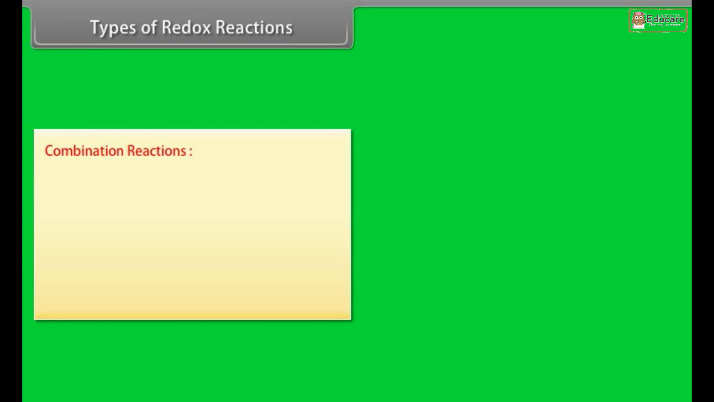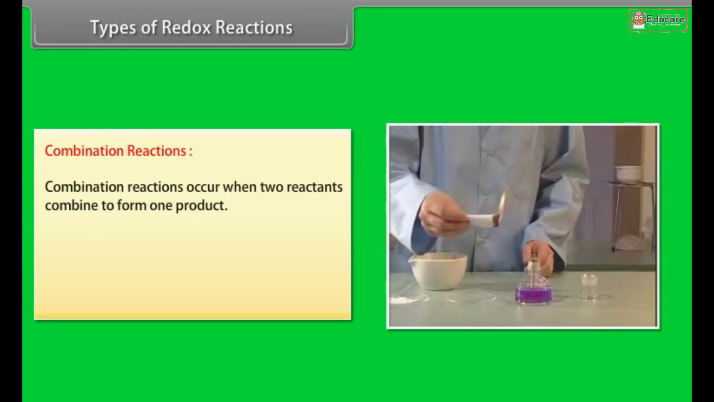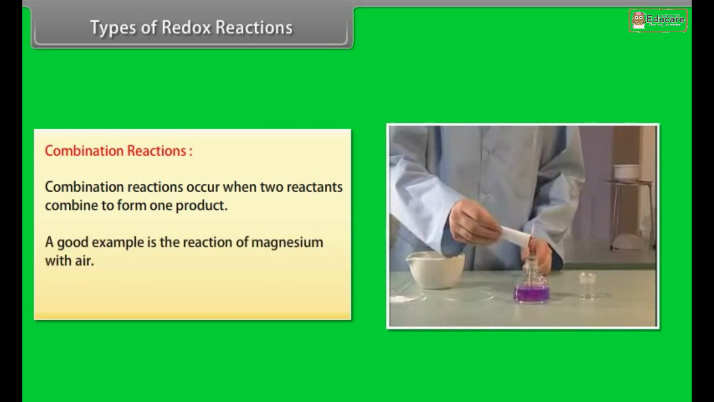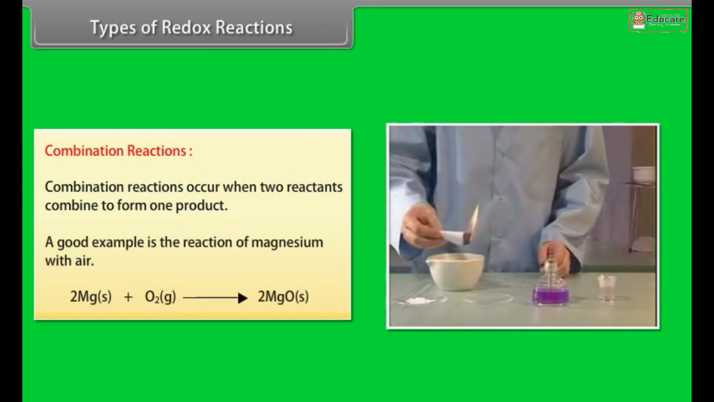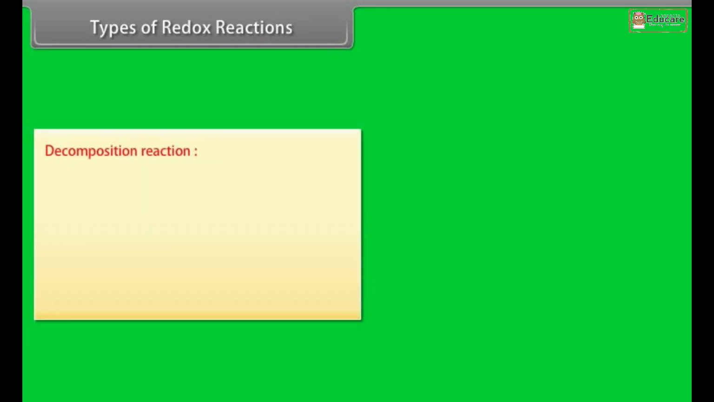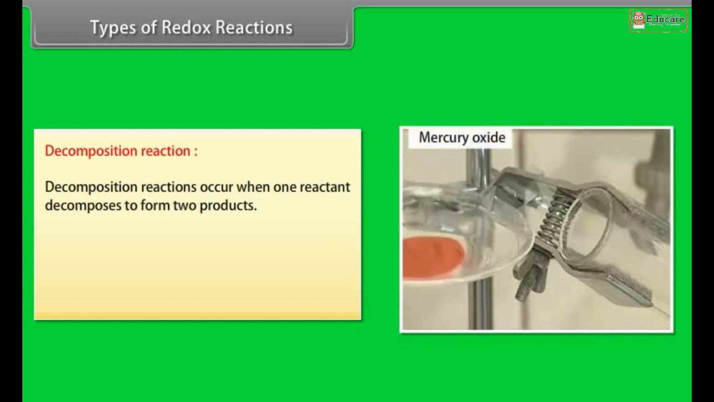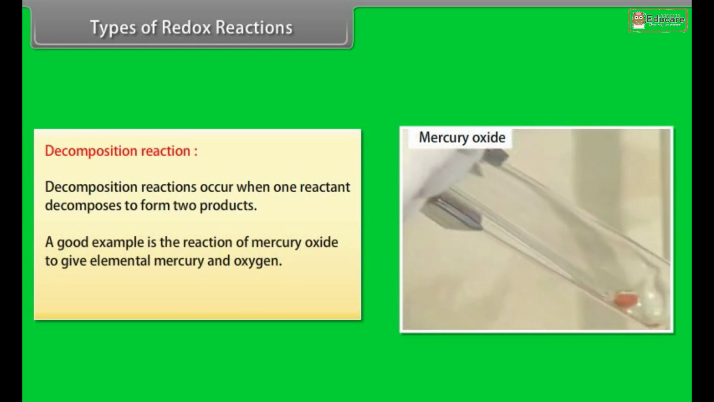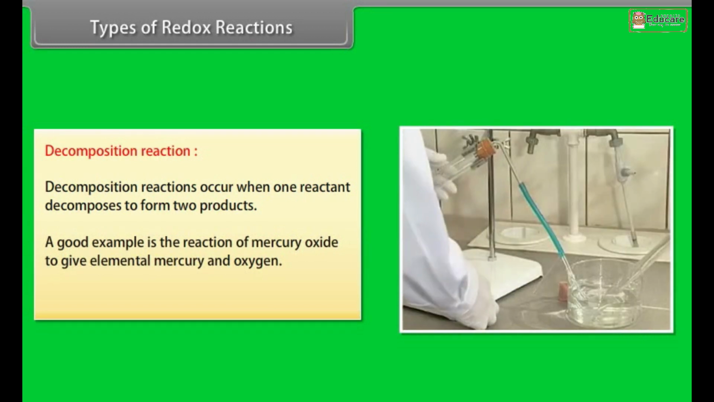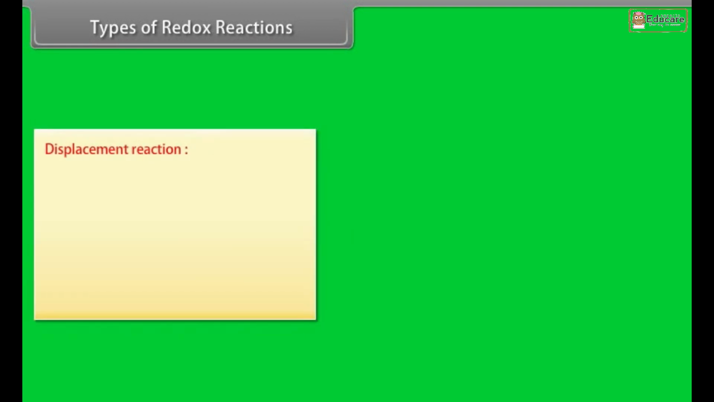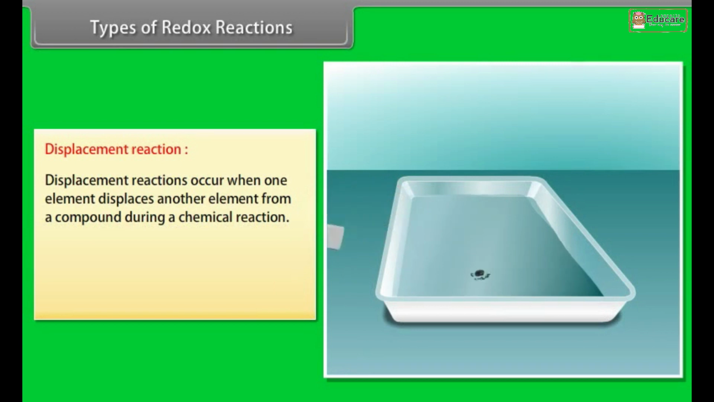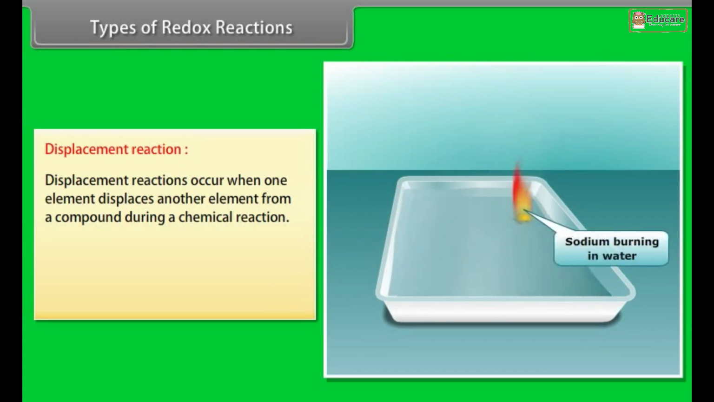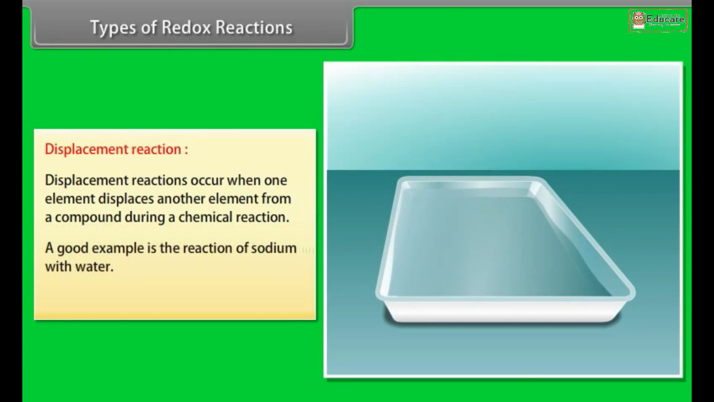Types of redox reactions. Combination reactions. Combination reactions occur when two reactants combine to form one product. A good example is the reaction of magnesium with air. Decomposition reaction. Decomposition reactions occur when one reactant decomposes to form two products. A good example is the reaction of mercury oxide to give elemental mercury and oxygen. Displacement reaction. Displacement reactions occur when one element displaces another element from a compound during a chemical reaction. A good example is the reaction of sodium with water.